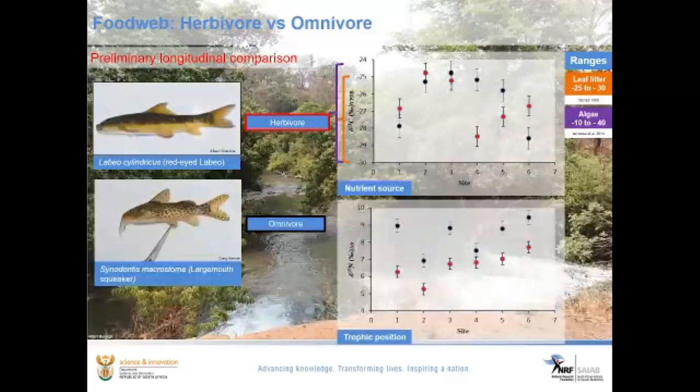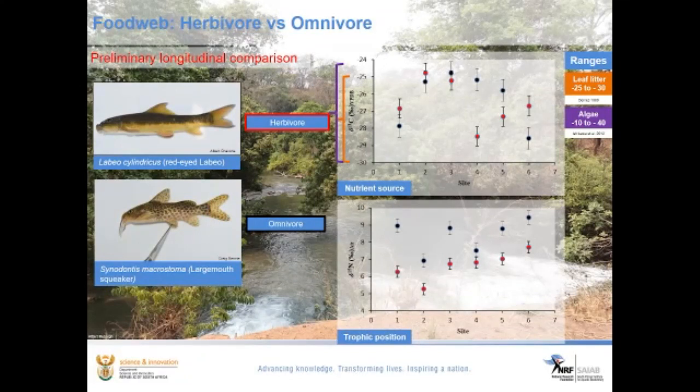These are preliminary longitudinal comparisons between the averages of the isotope values of the herbivorous fish Labiocylindricus and the omnivorous fish Cynodontus. Both were caught at each sampling site, with the Labiocylindricus species and the genus Cynodontus present throughout the system. The nutrient source and trophic position predictor isotopes were split apart and graphically illustrated across the sampling sites to better illustrate spatial change in feeding along the river, from the most northerly site Munilunga at position 1 to the most southerly position Watopa at position 6.